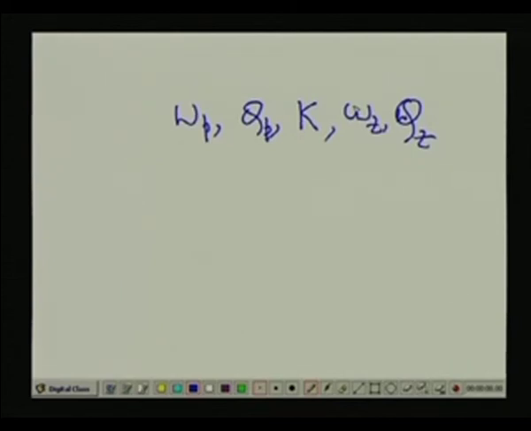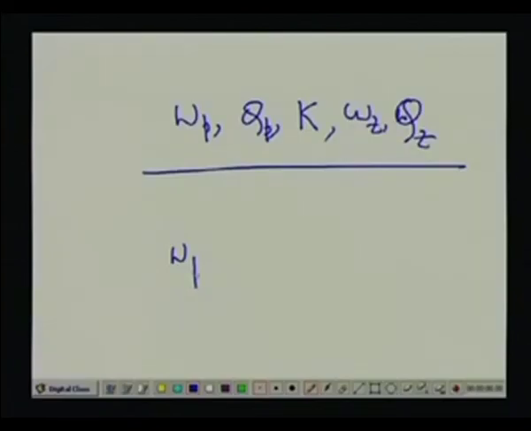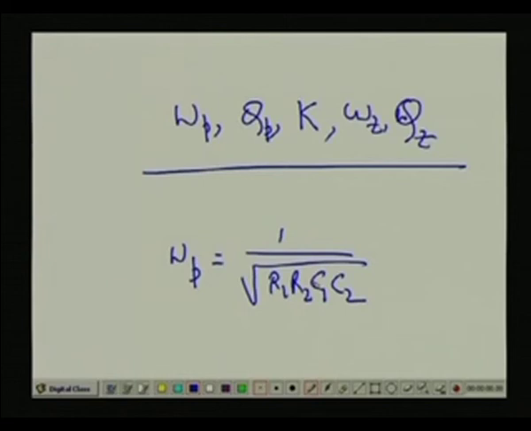Clear? So, these sensitivities you have to find with respect to the passive elements. If that particular passive element is not in the expression of omega p, then obviously the sensitivity will be 0. Look at it: my expression for omega p is 1 upon root over r1 r2 c1 c2, right. So, if I may ask you, what is the sensitivity of omega p with respect to small r1?